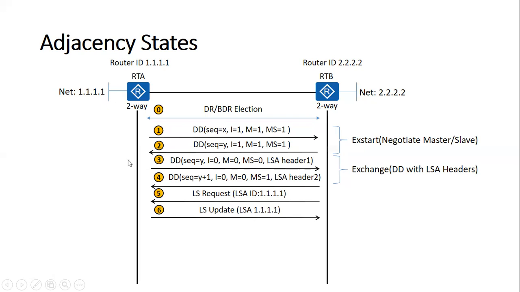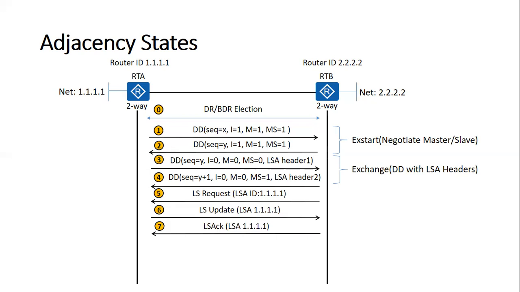So now RTA will send complete information about that particular network. This is now the complete movie, not the trailer. Here it was a trailer, now this is a complete movie. And then RTB will send an acknowledgement for that particular update once it receives it.